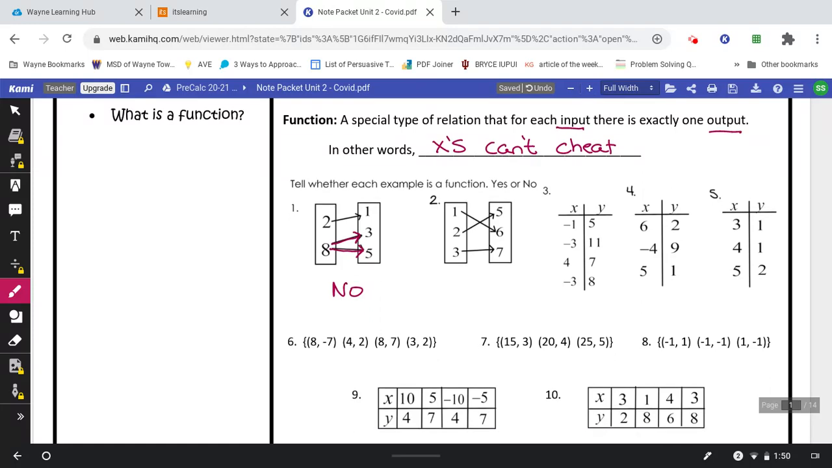Problem number 2. 1 is paired with 6. 2 is paired with 5. 3 is paired with 7. So the only other way you can think about it is 1 is paired with just 6, 2 is paired with just 5, and 3 is paired with just 7. If that's the case, then yes, that is a function.